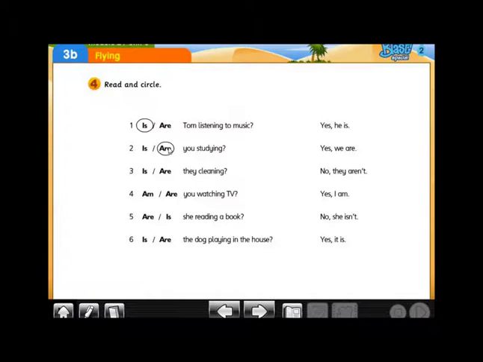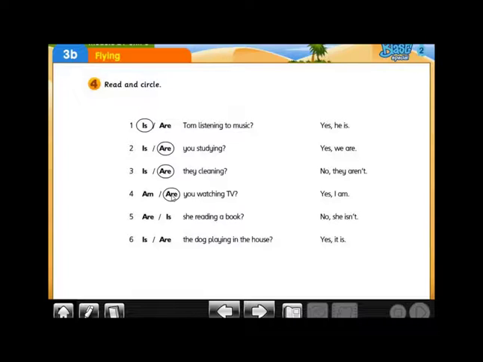Number three. Is or are they cleaning? No, they aren't. Is they cleaning or are they cleaning? Right. Are they cleaning? No, they aren't. Number four. Are you watching TV? The answer, yes, I am. So, circle, are you watching TV? Excellent. Yes, I am.